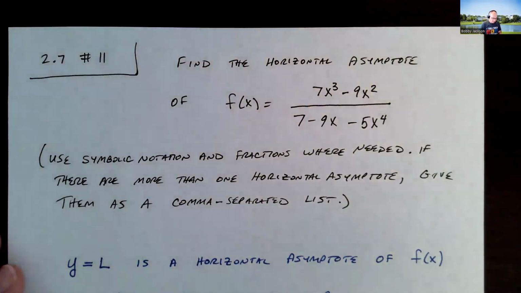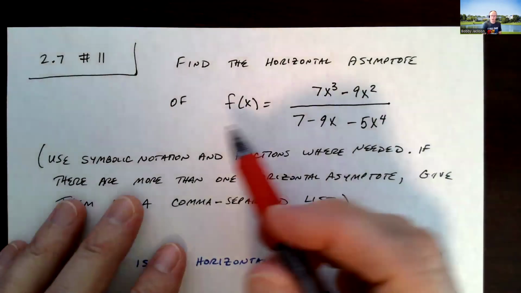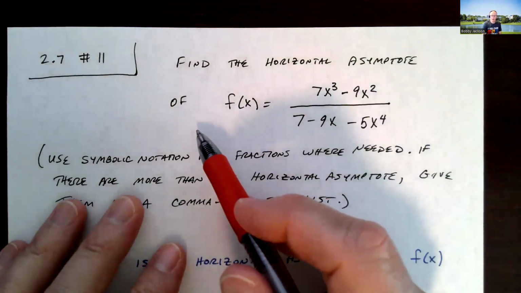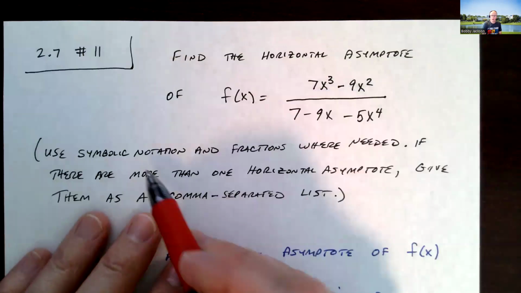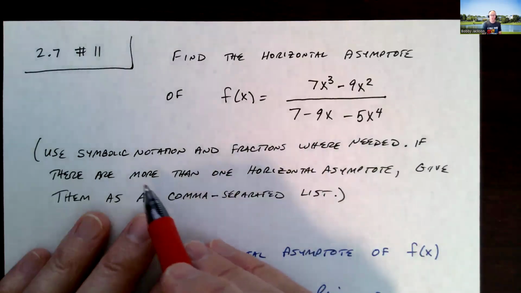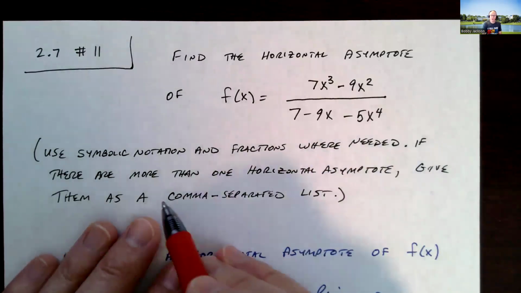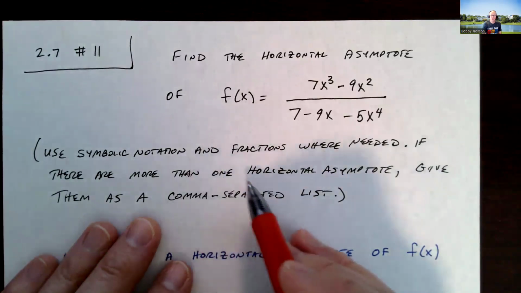Okay, let's take a look at number 11 in section 2.7. I'm going to find the horizontal asymptote or asymptotes potentially of this function here. And parenthetically, again, use symbolic notation, fractions where needed. If there's more than one horizontal asymptote, you would give them as a comma separated list. So you would list each one separated by a comma.